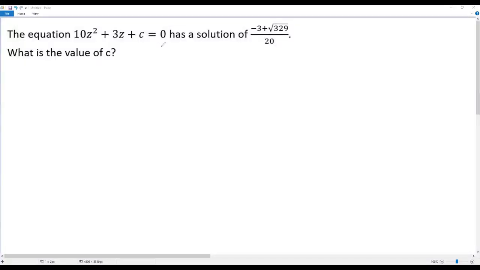Here we have a SAT math question. Okay, let's go with the information. The equation 10z² + 3z + c = 0 has a solution of (-3 + √329)/20. What is the value of c?